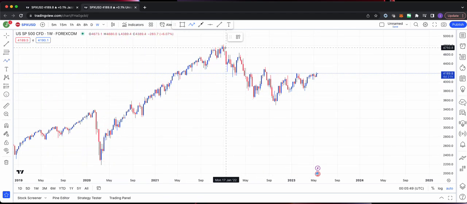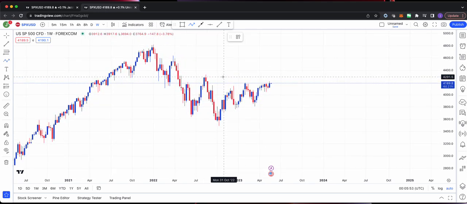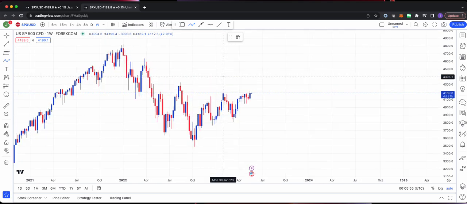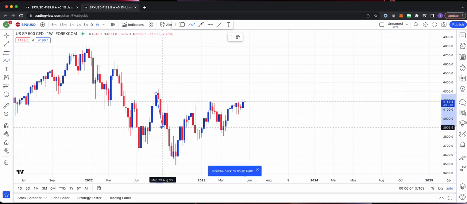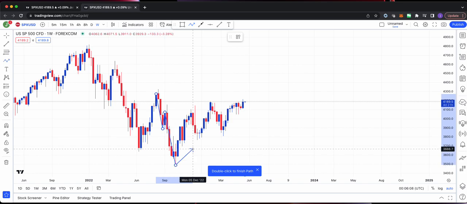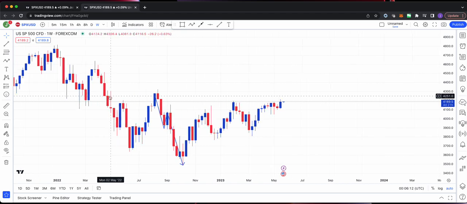So we made a high here in Jan 2022. This is SPX USD, so just the SPX chart. From this point here at 42.76, I'm going to be very technical as usual. If you see this wave here that happened, we formed a lower high here.